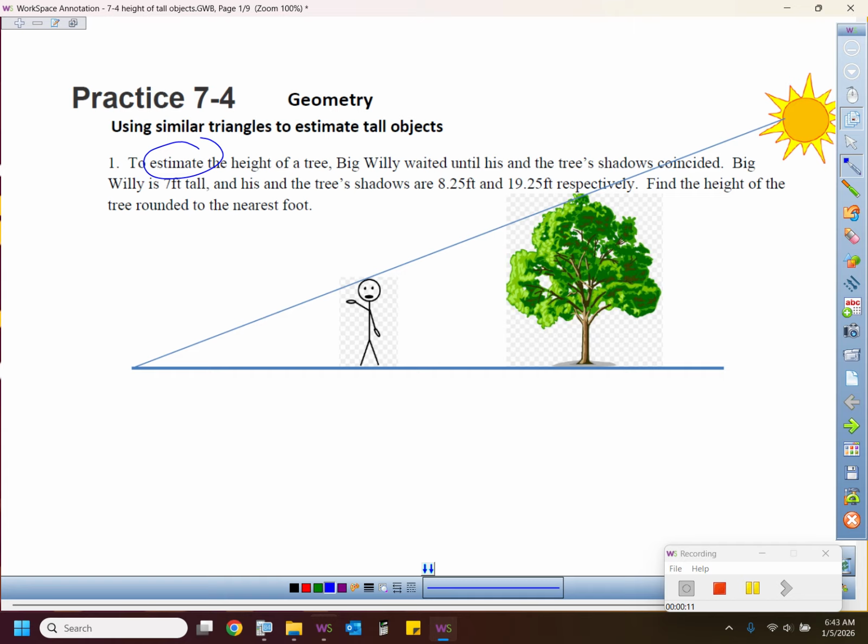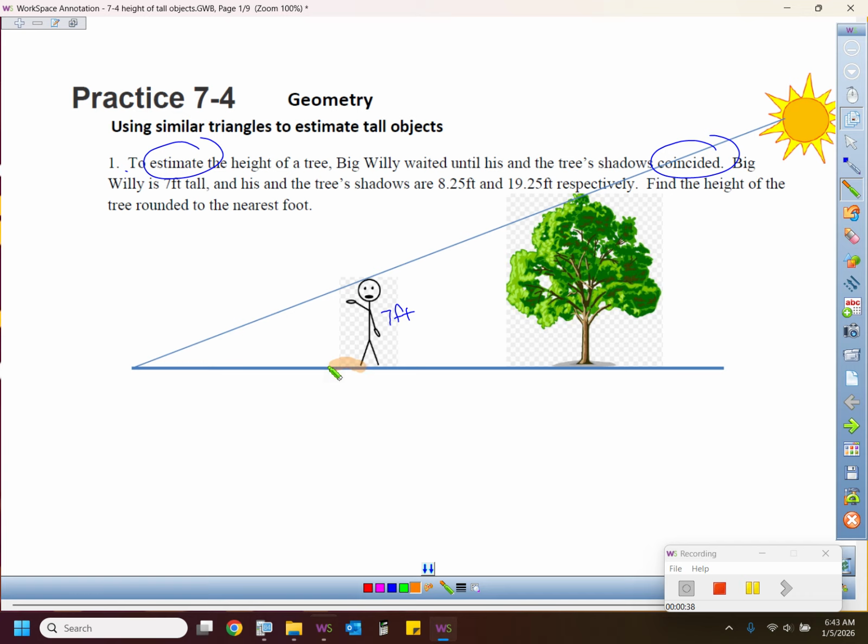Big Willie waited till his and the tree's shadows coincided. That means that they lie right on top of each other. Big Willie is 7 feet tall, so we're going to put that in the picture right there, that he is 7 feet tall. And his and the tree's shadows are 8.25 feet and 19.25 feet respectively. So here's what that means.